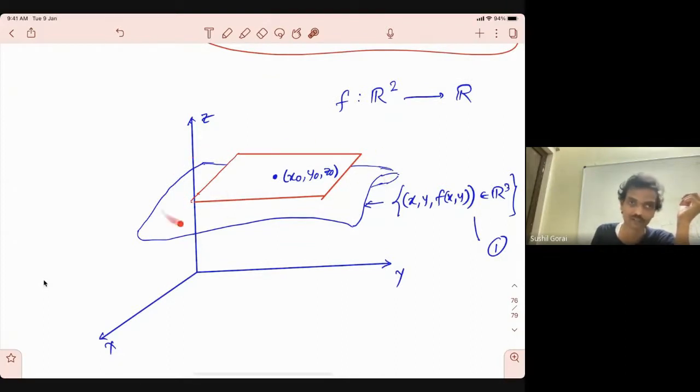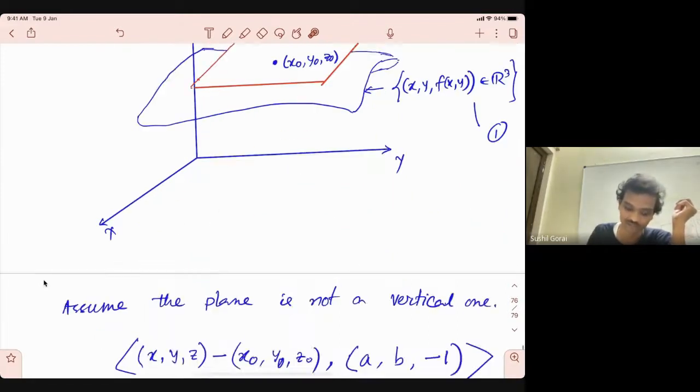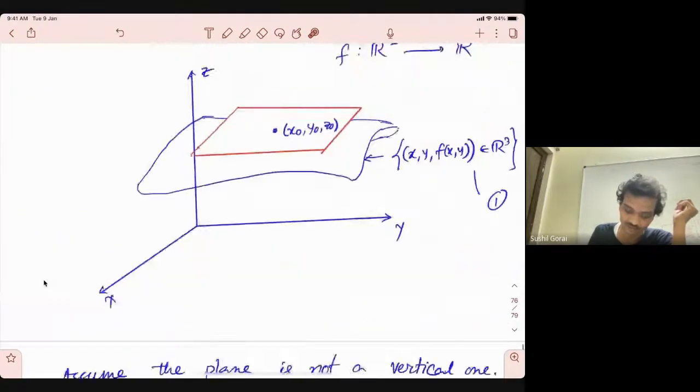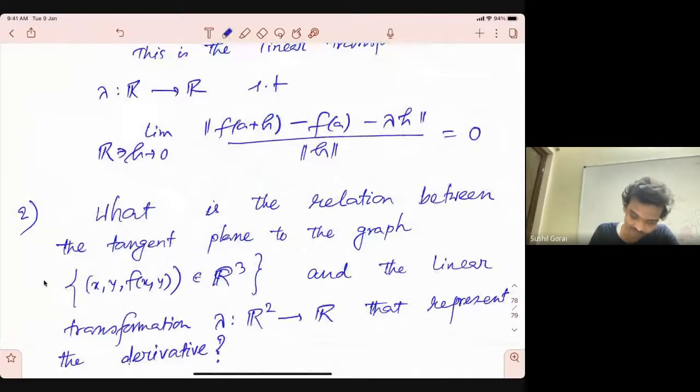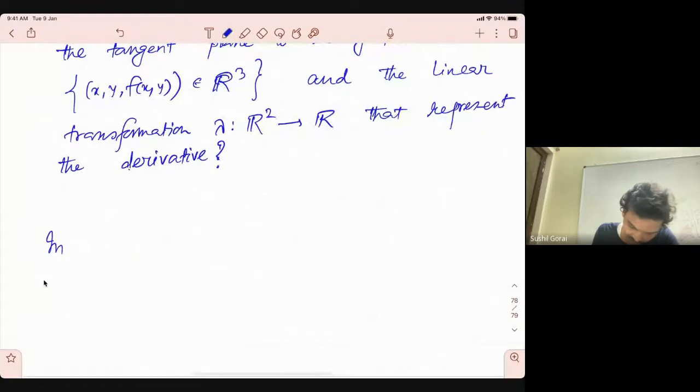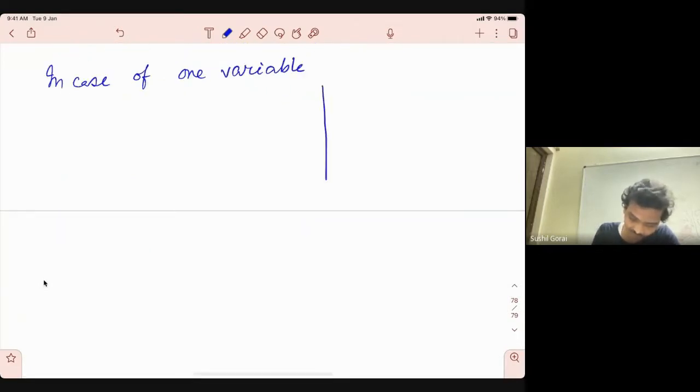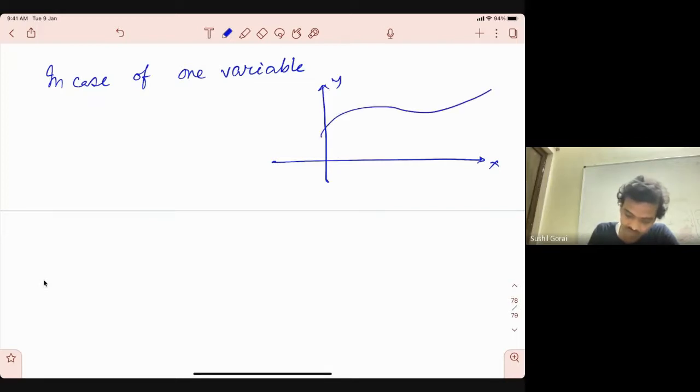You need to find the equation of this plane, and this plane has something to do with the derivative. Let me show you in case of one variable. So in case of one variable, what was it? So, x-axis, this is y-axis, and you have some graph, something like this, x comma f x.